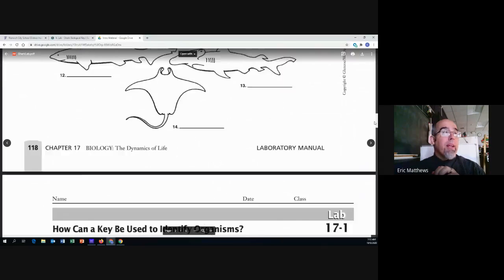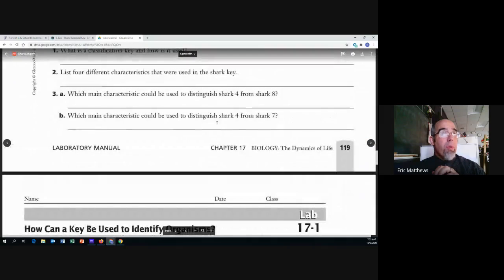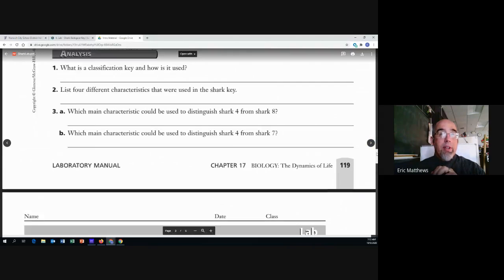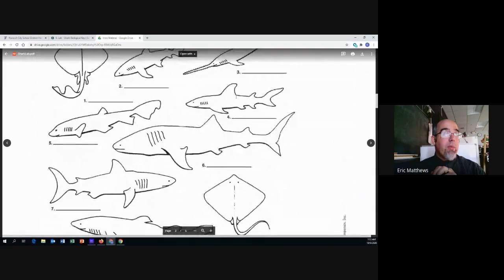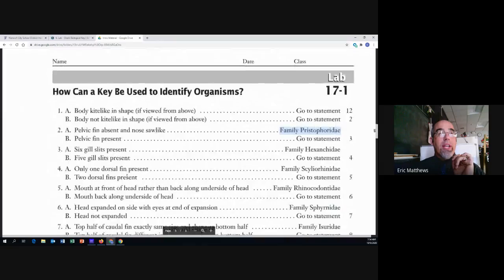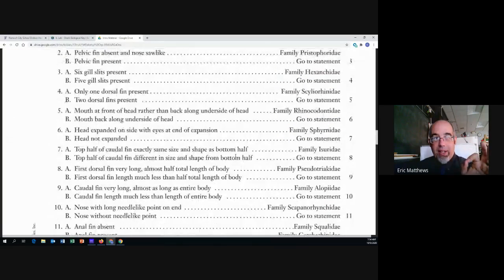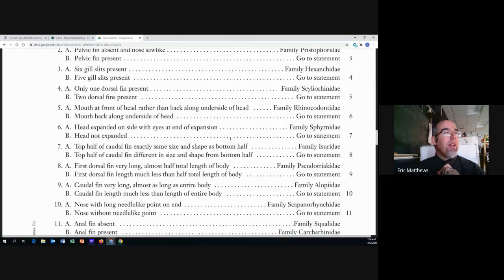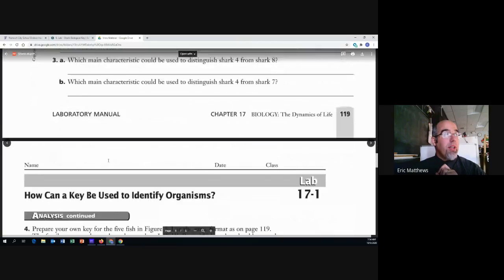And then 3B is actually a little bit harder. What's the difference between shark 4 and shark 7? Well, shark 4 is the same one here. Shark 7 is right here. In order to figure this one out, they have all the same fins. They have the same number of gills. They have the same placement of the mouth. So in order to figure out 3B, you're going to have to look back into this biological key and see where is the split that identifies one of them, but not the other one. All right, so that will be your questions here.